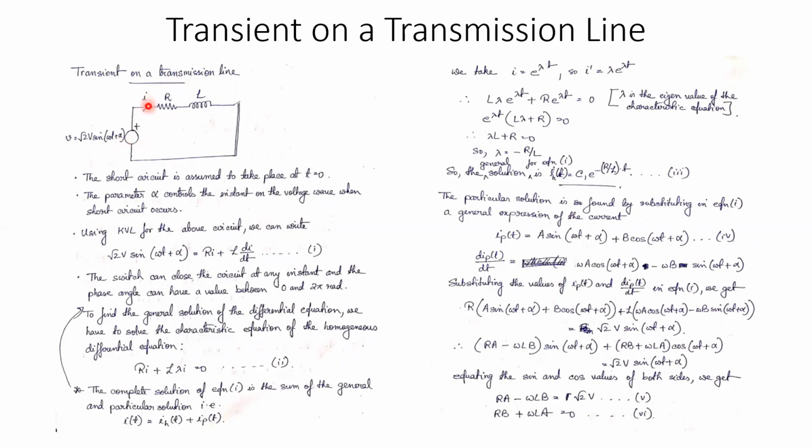This is the resistance and the reactance of the line. We have neglected the internal impedance of the voltage source. This is a switch, and this can be considered as the fault position.